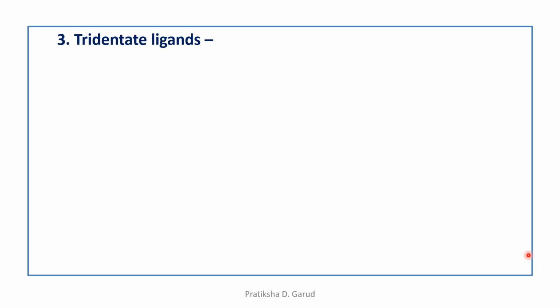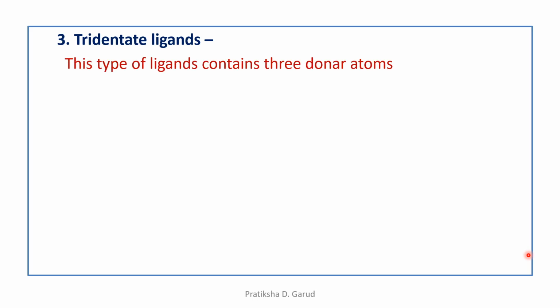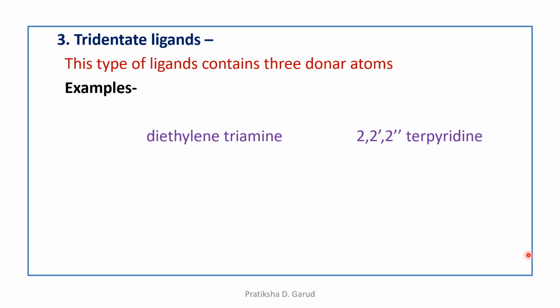Then tridentate ligands. Again the name suggests tridentate ligands means they have three donor atoms, or they consist of three donor sites. So these types of ligands contain three donor atoms. Their examples are diethylene triamine, and the second example is 2,2-terpyridine. Okay. So the symbols. The symbol for the first, diethylene triamine, is DIEN, and for the second one it is terpy. Okay. Then the structures.